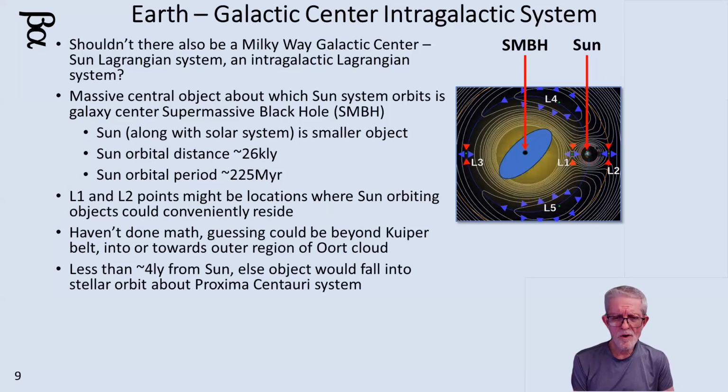But if it got farther away from the sun-Earth than about 4 light years, it wouldn't be good because it would fall into the stellar orbit for Proxima Centauri. It would go orbit a different star. So you want something that's going to be about 30 AUs, 30 times the distance from the Earth to the sun, out to about 2 light years. That large area there, you could have an L1, L2, L3, L4, L5.